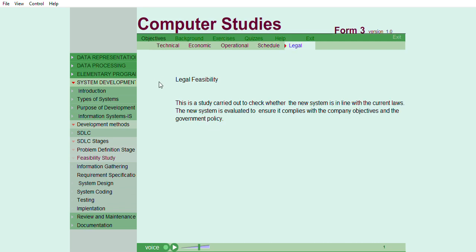Legal feasibility. This is a study carried out to check whether the new system is in line with the current laws. The new system is evaluated to ensure it complies with the company objectives and the government policy.